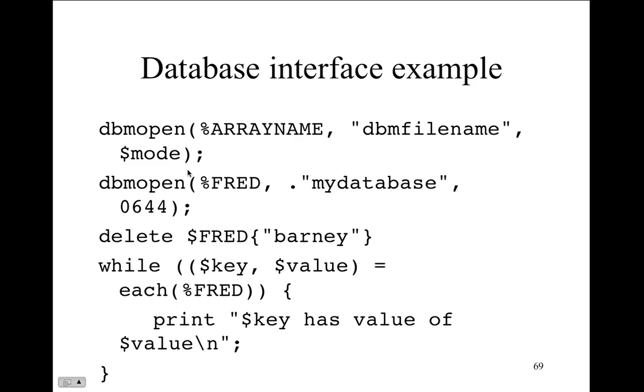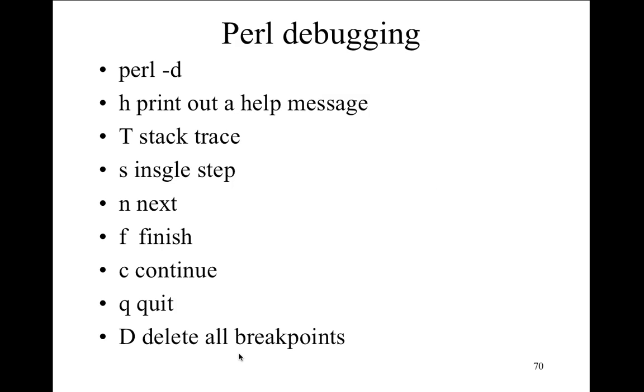So you open up a database, you open up another database, you delete an item. While this key equals this value for each one of the Freds, print out the key, and the value has the value of, and then the value. So essentially what you're doing is creating a very programming-related data structure, a database that works with Perl programming.